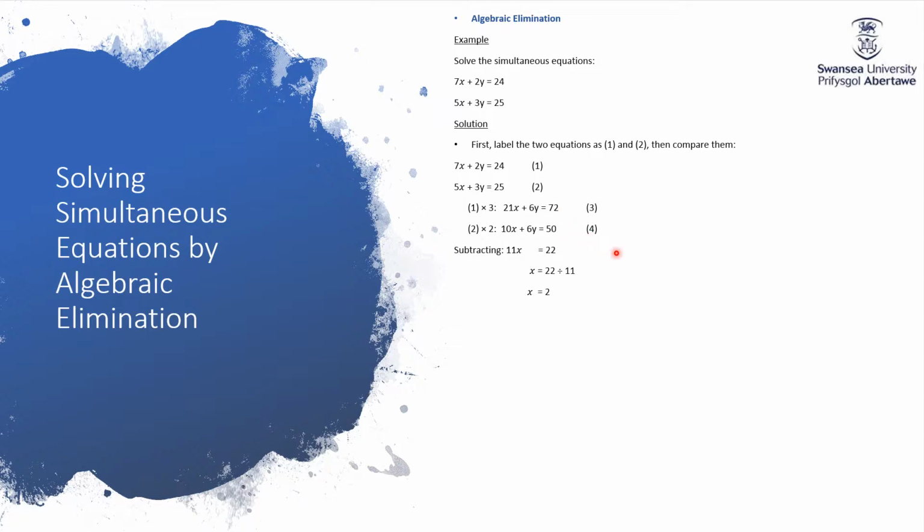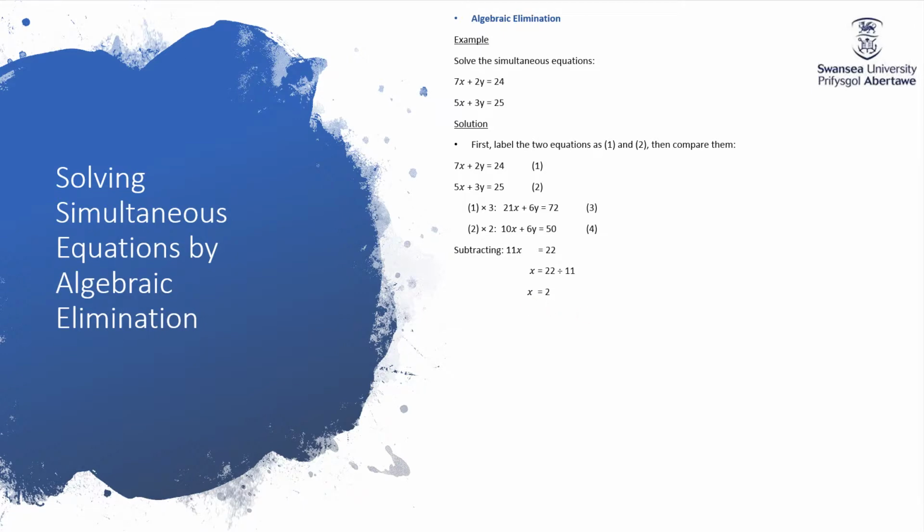Remember, DAS: different, addition; same, subtract. As you can see here, the signs are the same, so we subtract. And if you do that, 21x minus 10x is 11x, 6y minus 6y is 0, and there's nothing written here. And then 72 minus 50 is 22, so that gives us 11x equals 22. And then we simply divide both sides by 11 to give us x equals 22 divided by 11, and that gives us the answer x equals 2.